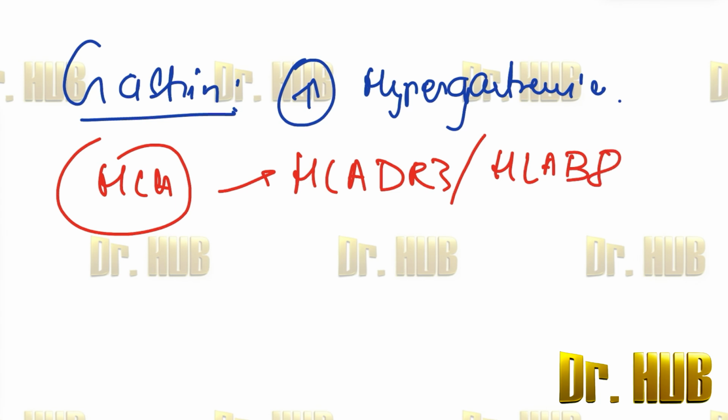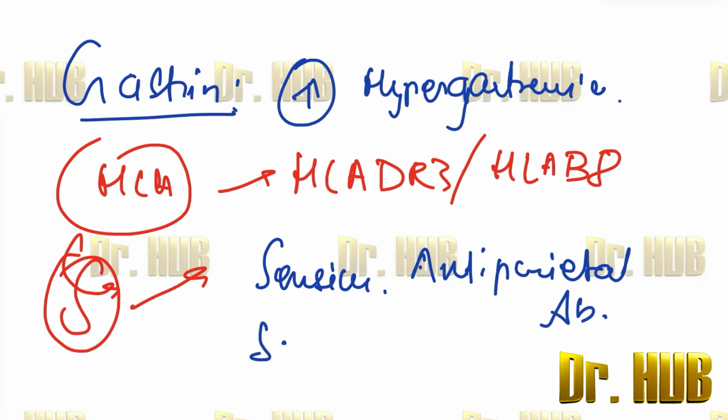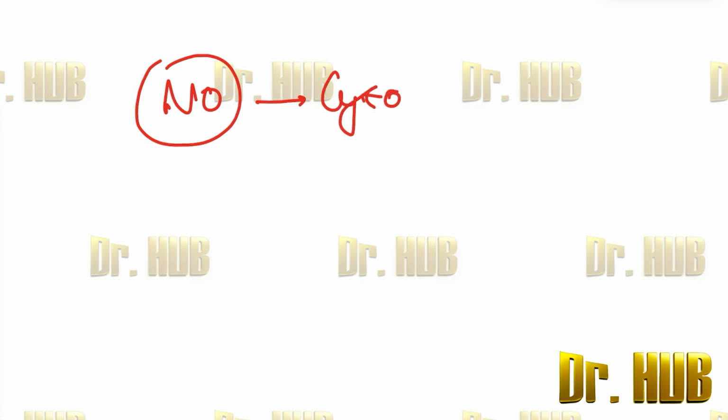Then moving on to the serology. Serology is going to be sensitive. Sensitive will be the anti-parietal cell antibodies, and specific will be the anti-IF antibodies. Next, what about the cytokines which are involved? In type A there were HLA associations, but there are no cytokine associations.